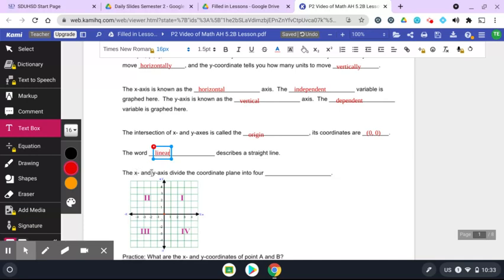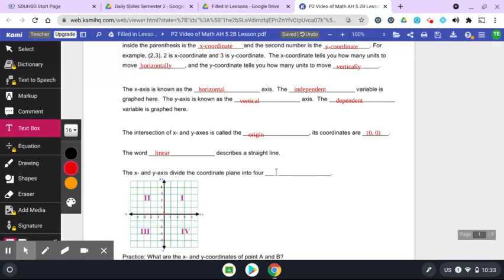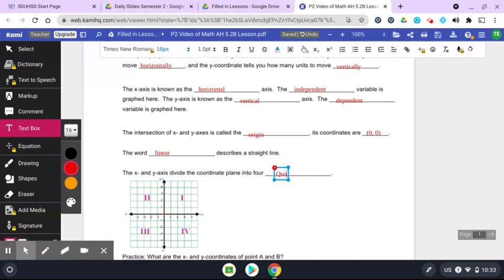Okay? And the x and y axis divide the plane into 4 quadrants. So we go counterclockwise in mathematics. 1, 2, 3, 4. Quadrant 1, 2, 3, 4. Okay? So if you are not in a quadrant, you're on an axis. You're either on the axes, you're on the origin, or you're in a quadrant.